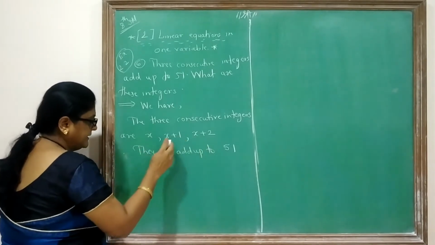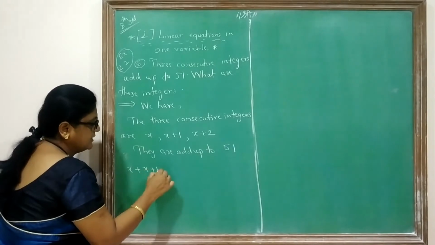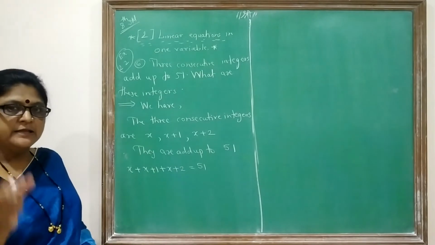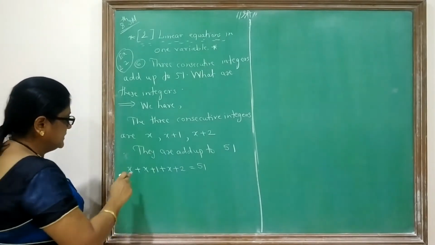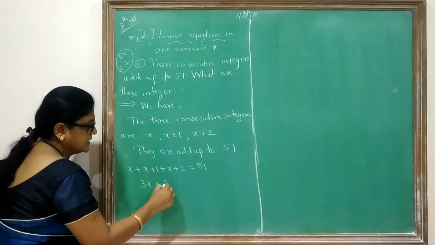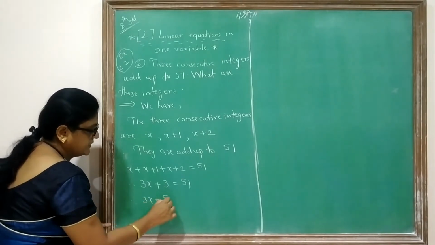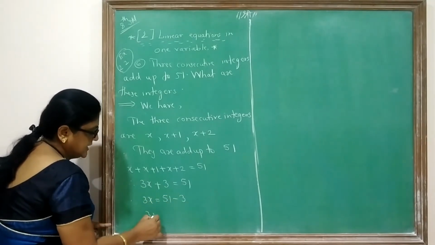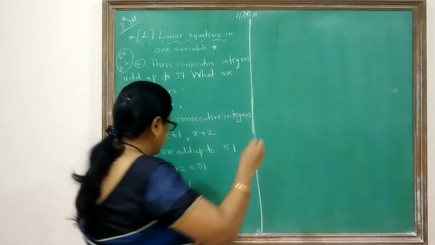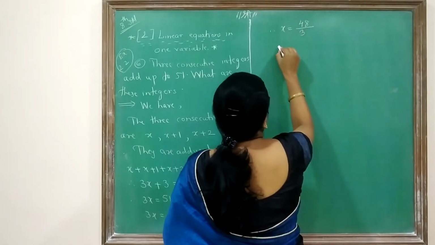Which numbers are being added? x plus x plus 1 plus x plus 2 equals 51. Then x plus x plus x is 3x, and 1 plus 2 is 3, so 3x plus 3 equals 51. Therefore 3x equals 51 minus 3, which is 48. Then x equals 48 divided by 3.